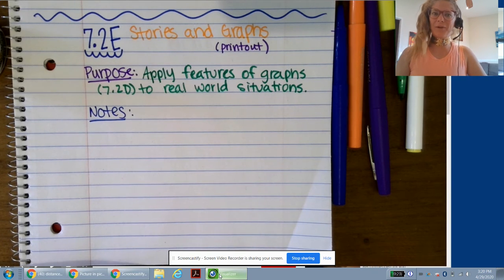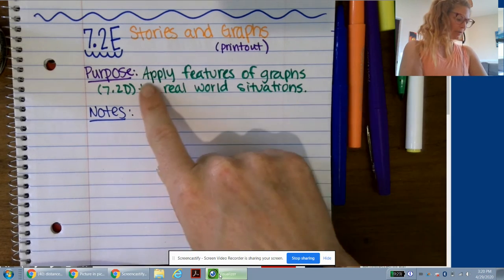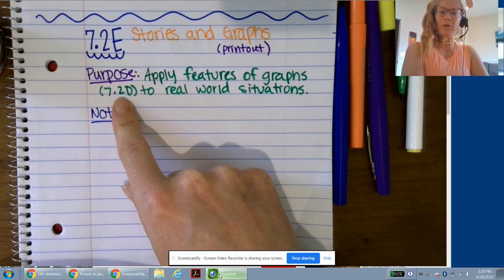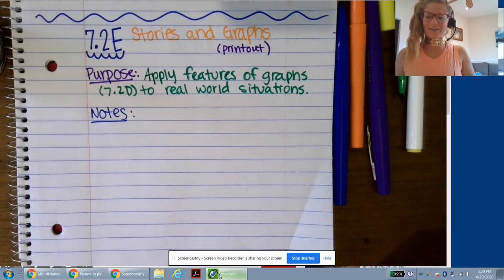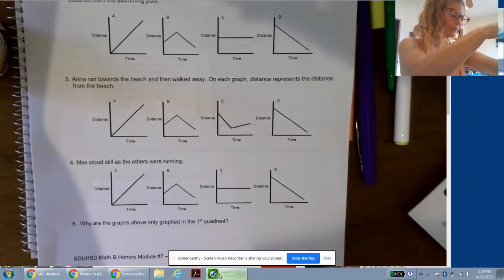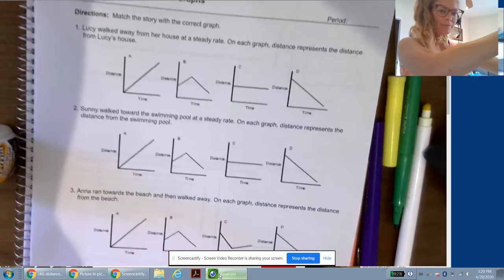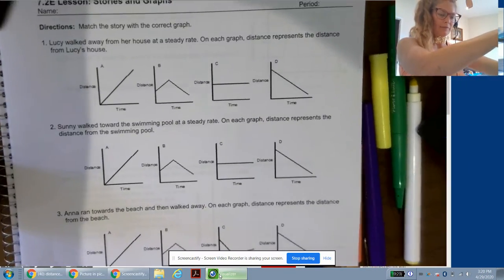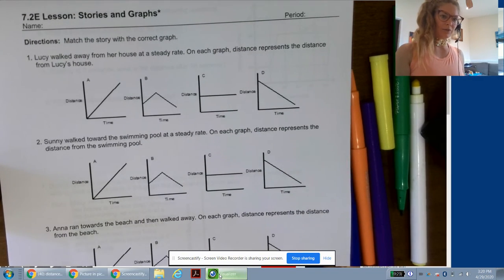We're going to be continuing with stories and graphs. Let's print out 7.2e, apply features of graphs, 7.2d vocabulary to real world situations. So let's take a look. 7.2e, stories and graphs. We're going to match the story with the correct graph.